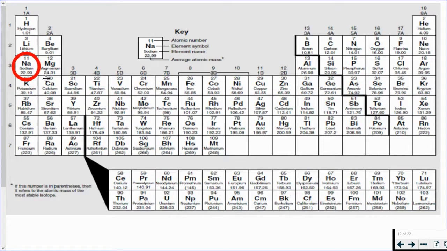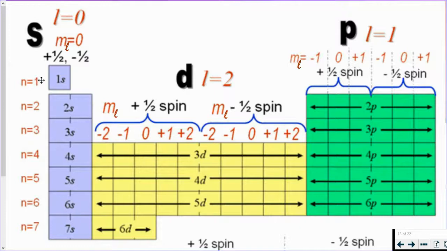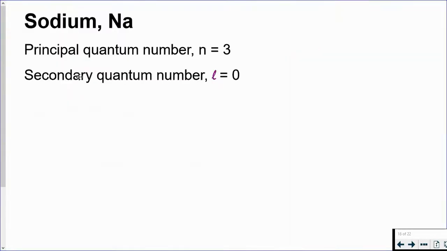We're going to try to find the first 2 quantum numbers for sodium's last electron. So as you can see, it is in period 3 and in the s block. This means that sodium's principal quantum number for its last electron is n equals 3, and the secondary quantum number is l equals 0.